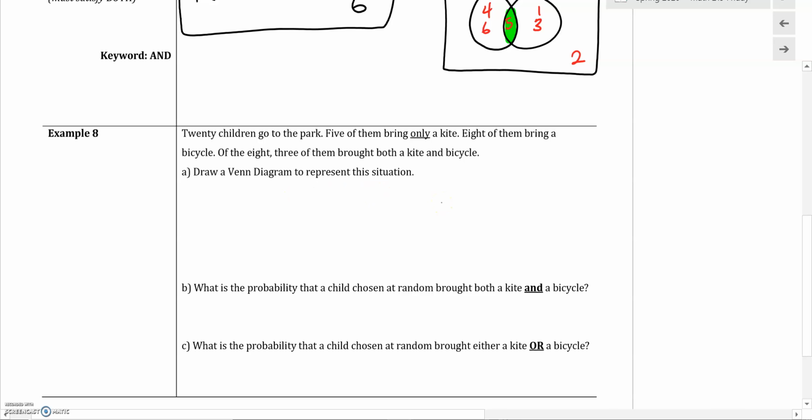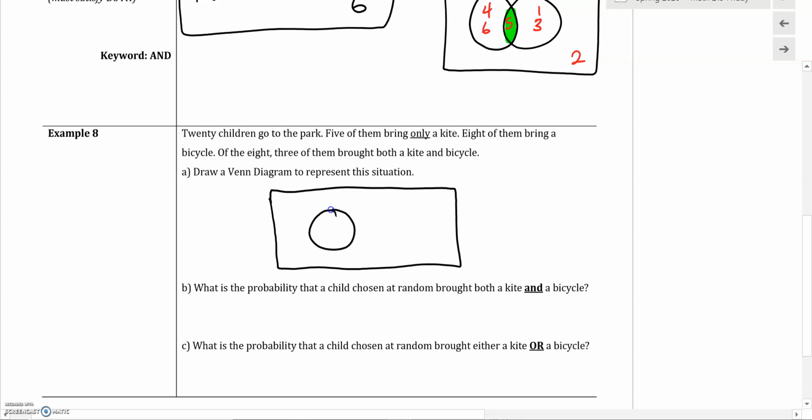Like a sample space, a Venn diagram can be very helpful. I mean, it's just a visual sample space, and it actually helps lay out where there's overlap. So a Venn diagram is not a bad idea for many of these problems. So let's see. I've got two scenarios. I've got kids that brought a kite. I'm going to make that a little bigger. I've got kids that brought a bike.